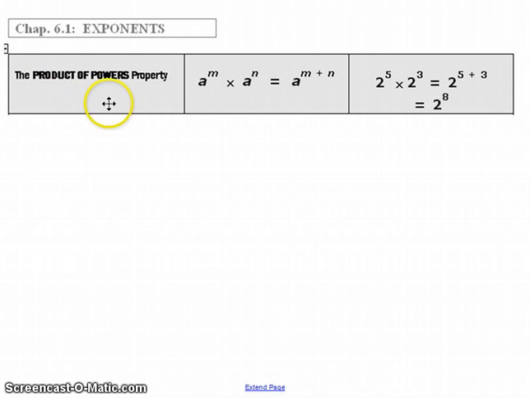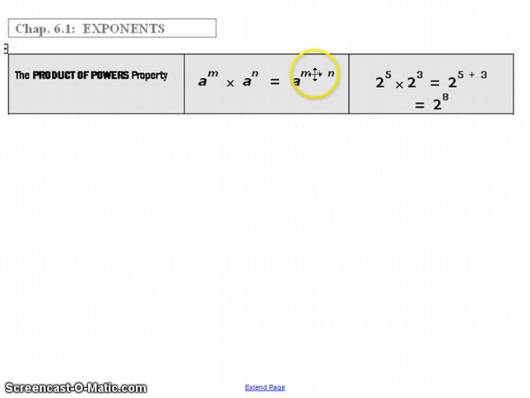The first of those rules is called the product of powers property. Personally, I'm not particularly fixated on whether or not you remember the name of the property. I want to make sure you understand how it works. If you have two powers that both have the same base, notice these both have a and these both have 2. As long as they're the same base, you can add their exponents.